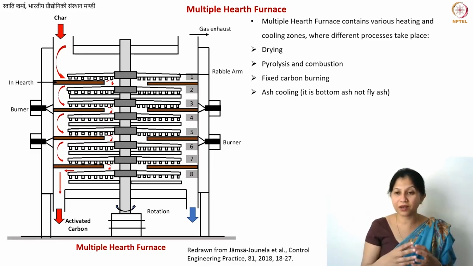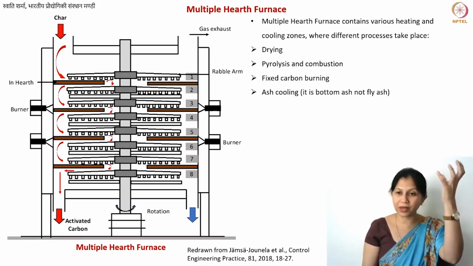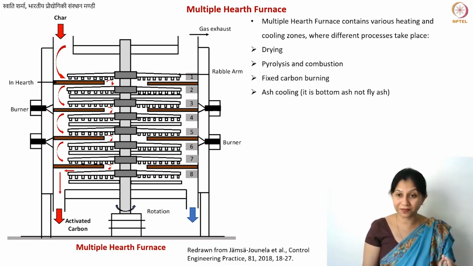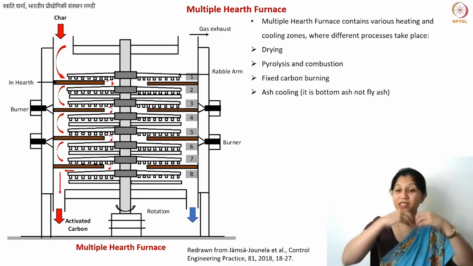So here in this particular furnace, you can see this is a vertical furnace. So whatever products are being generated, they are coming to the bottom. So the ash can also be collected in the bottom, which is a good thing. This type of furnace does not generate much fly ash.